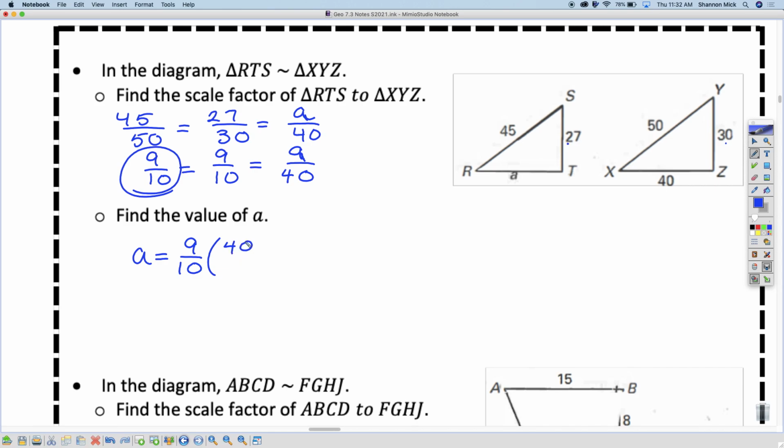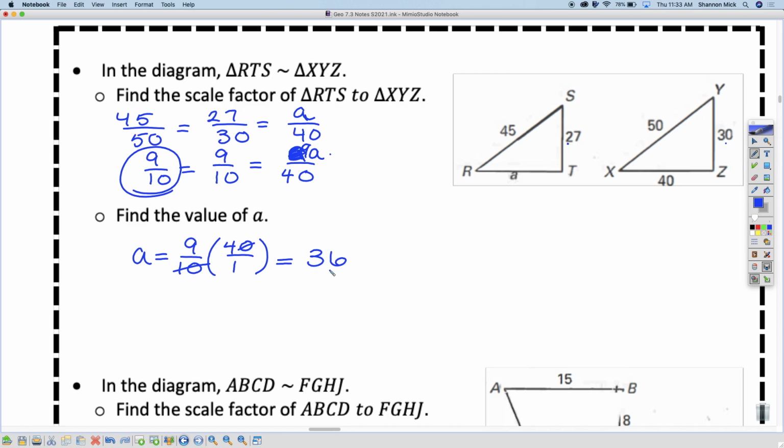40. And again, that's 40 over 1, correct? So 10 goes into 40 how many times? 4. So I get what? 36. So my scale factor was 9 tenths, right? But I had, it's an A, right? So in order to get 10 to 40, what did I have to multiply it by? I got my 9. 4, right? Yes. So 9 times 4 is what? 36.